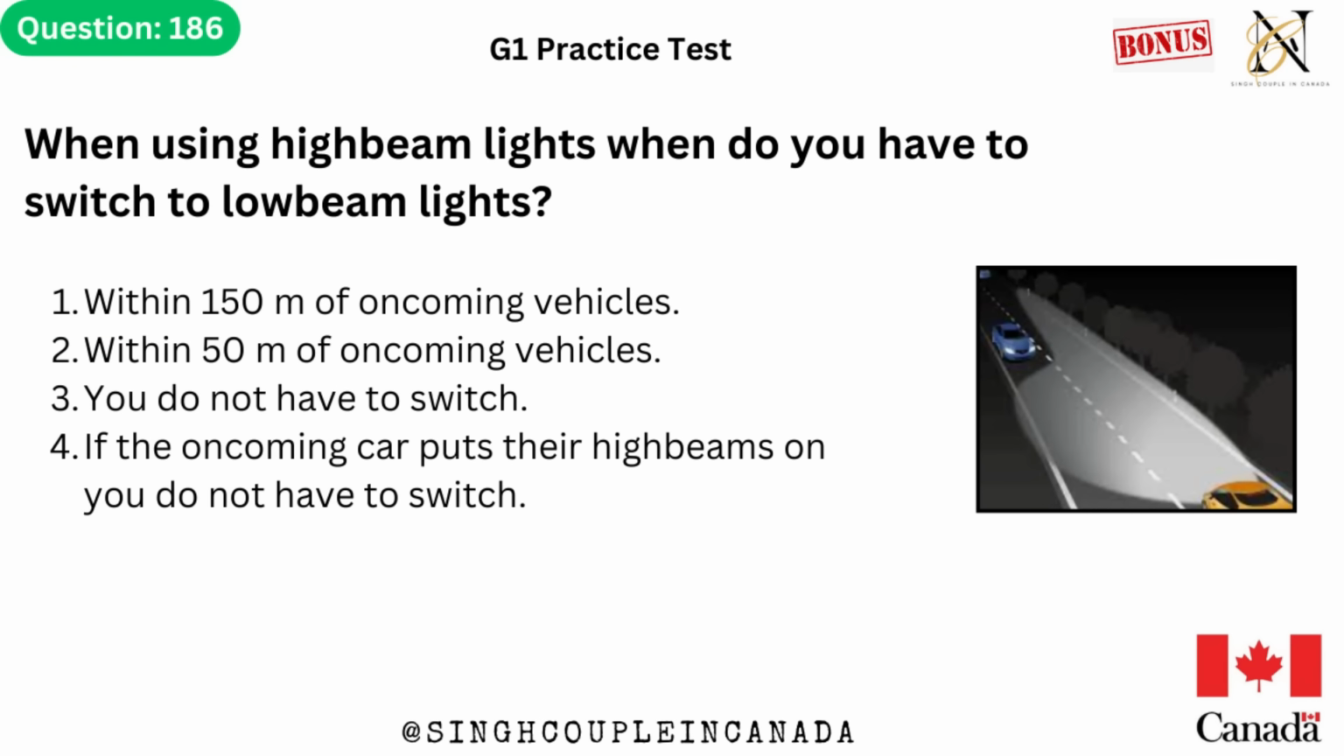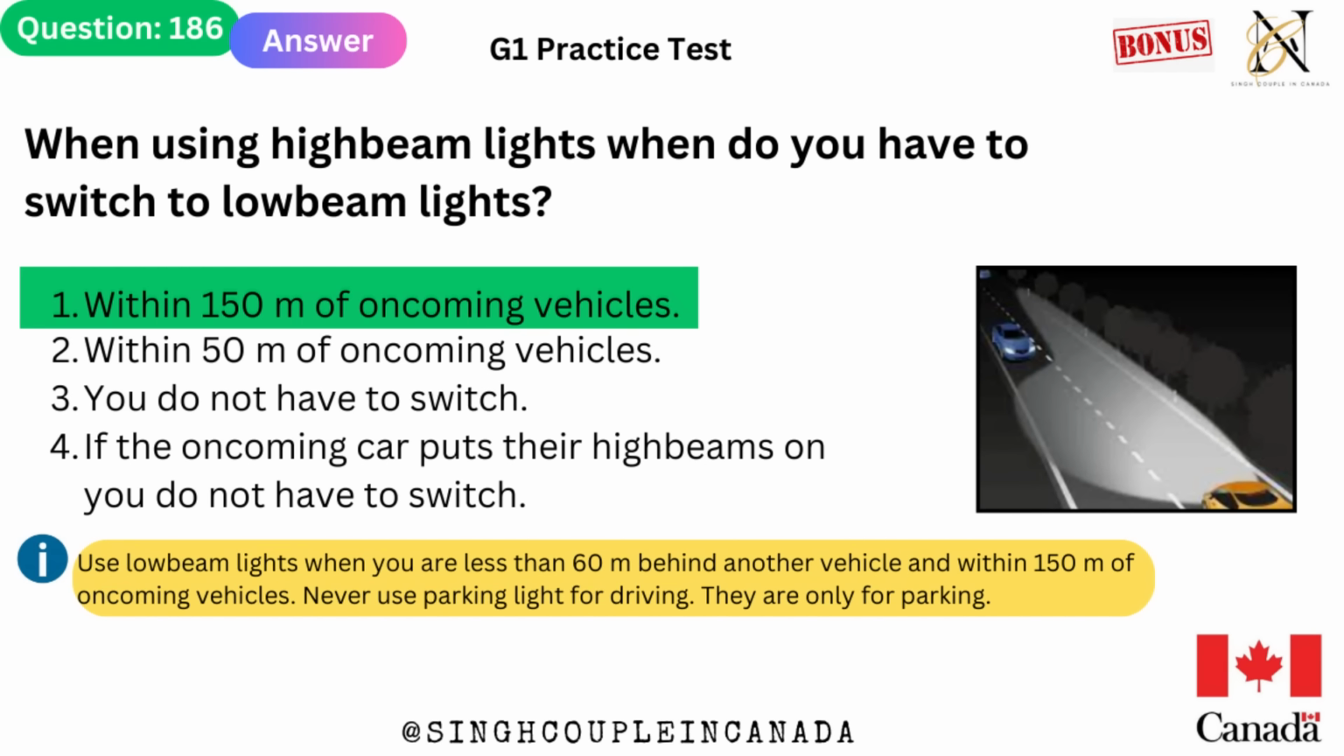When using high beam lights, when do you have to switch to low beam lights? 1. Within 150 meters of oncoming vehicles. 2. Within 50 meters of oncoming vehicles. 3. You do not have to switch. 4. If the oncoming car puts their high beams on, you do not have to switch.